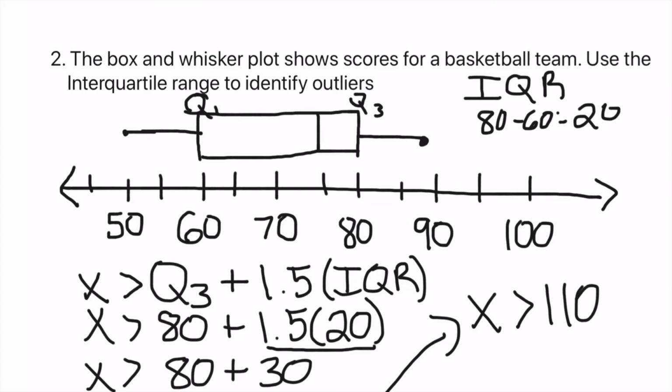So notice our biggest point is right here, which is, it looks like it's a little less than 90. So we don't have any data that's greater than 110. So for this problem, there are no outliers.